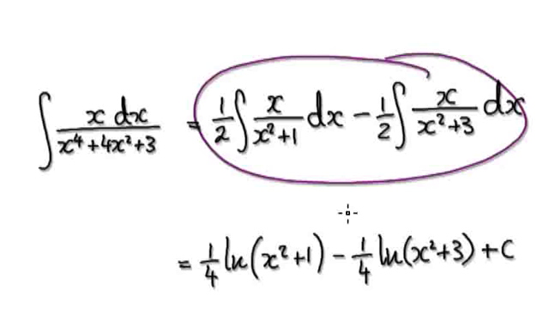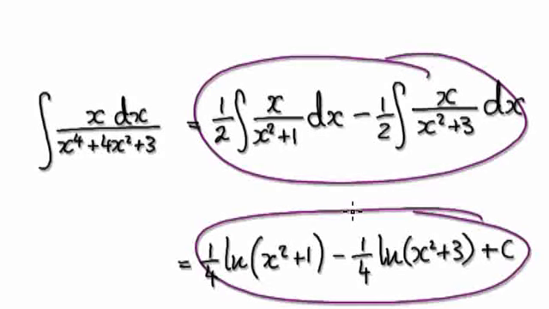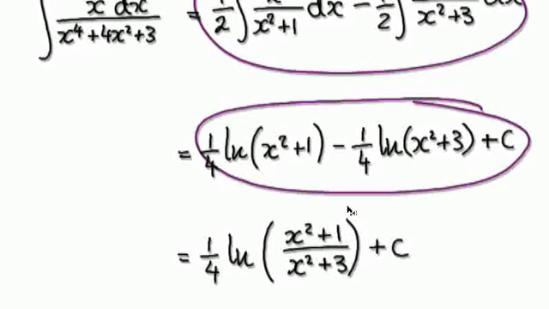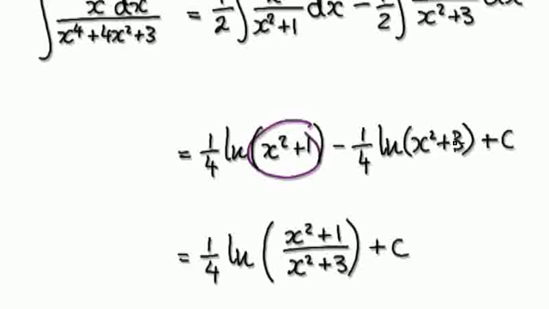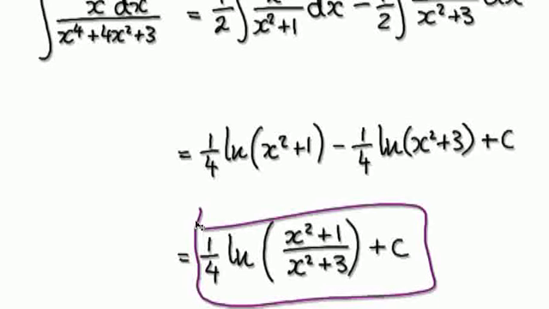Integrating the whole thing here, we've done this many times, will give you this. Okay, so when you have one thing take away another thing, that's the same as this divided by this. Well, your final answer will be this.